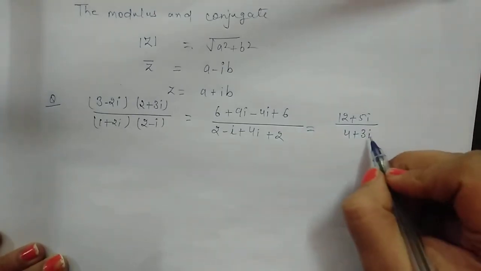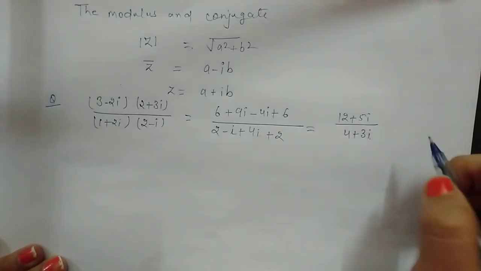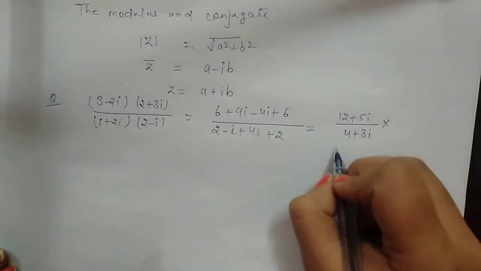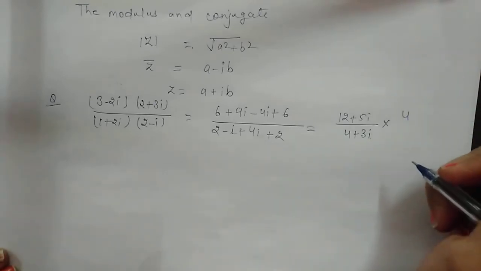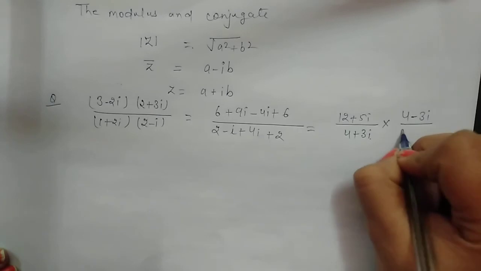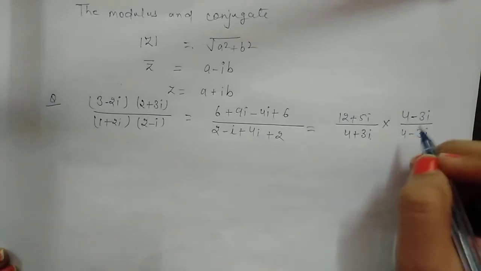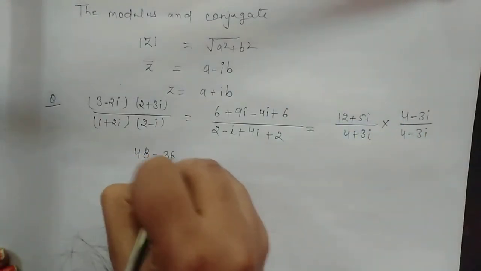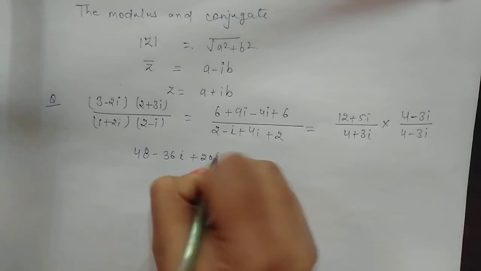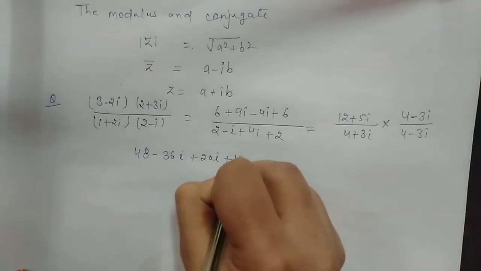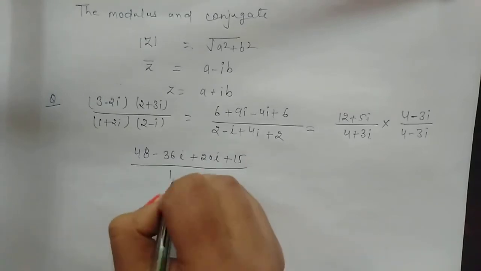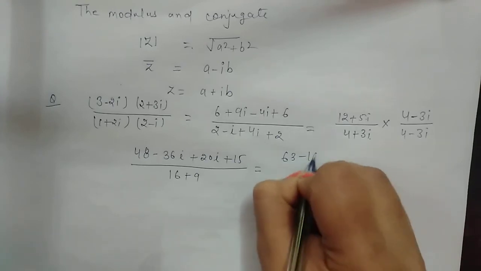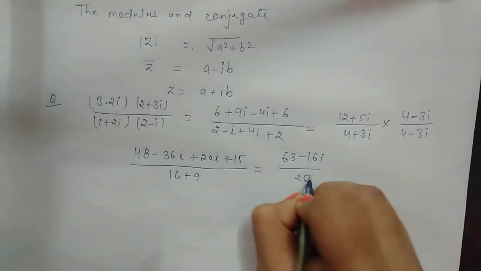What we have to do, we do not want a complex number in the denominator, we want a real number. Then what we are going to do, we are going to rationalize it. We are having 4 plus 3 iota, then we are going to multiply and divide by 4 minus 3 iota and 4 minus 3 iota. By solving this, we will get 48 minus 36 iota plus 20 iota plus 15. And in the denominator we will have 16 plus 9. Then we have 63 minus 16 iota upon 25.